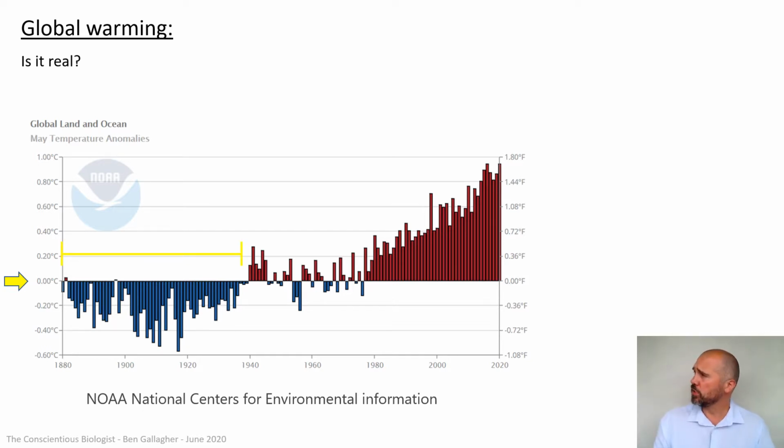Let's look at that first section that I've just put that yellow bracket onto. It's all blue, almost all blue at that point. That means in all of those years from 1880 up to kind of 1935, 1940, it was colder than the average for that last 140-year period. So those were not necessarily what we could class as cold years, but colder relative to the last 140 years worth of data.